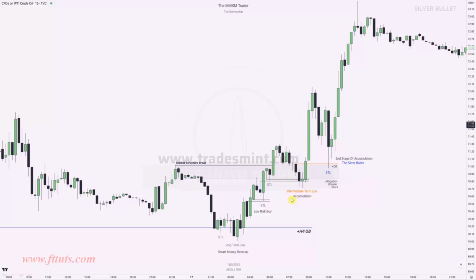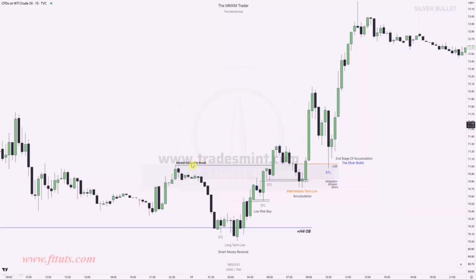Now marking out your PD arrays, right? Mitigation blocks, breaker blocks, and then premium and discount levels. We've got that bearish order block over here, which is being used to the buy side of the curve. So now it's a mitigation block or a breaker block because we took sell side liquidity down here. Is there a PD array formed inside this mitigation or breaker block? Yes, there is, because we have that order block up here, and then a fair value gap combination also.